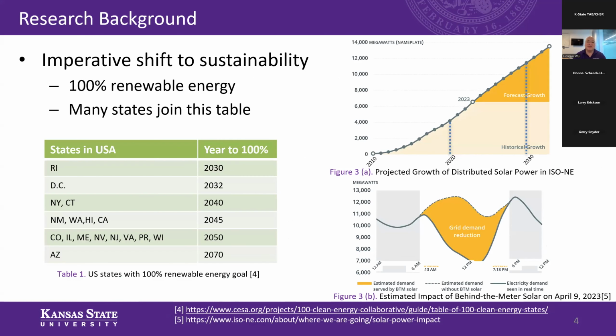Now that we have seen the scale of environmental changes, let's look at the major responses. In general, the global community is pushing for 100% renewable energy. On the left-hand side, in the table you can see the United States, Rhode Island, DC and other states are setting ambitious clean energy targets. On the top right figure, you can see the projected growth in distributed solar energy in ISO New England, which is one of the major ISOs in the United States.